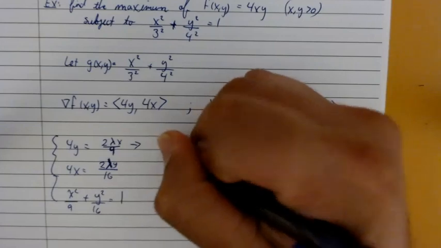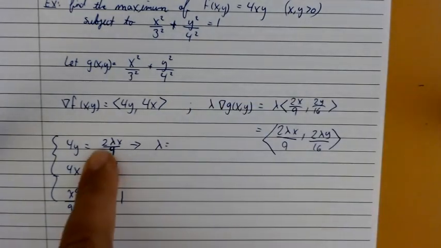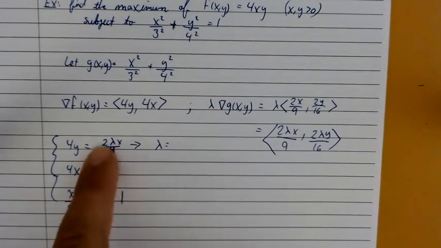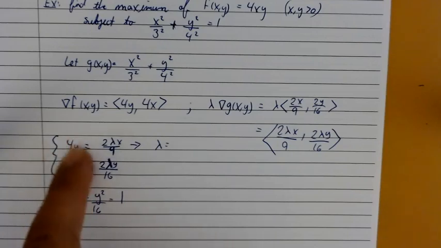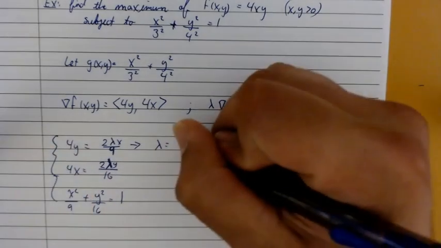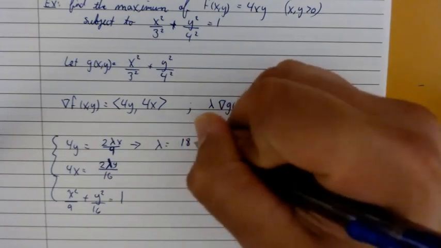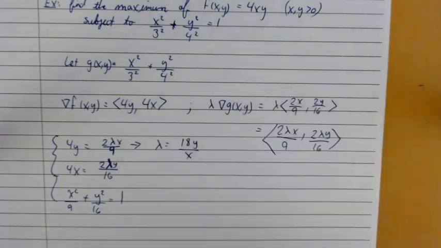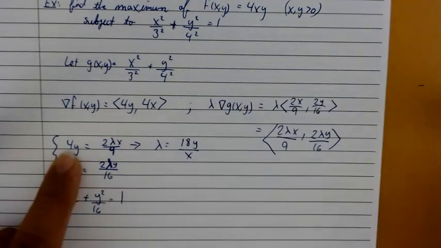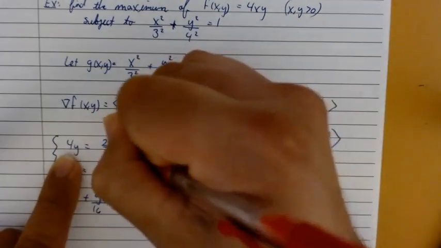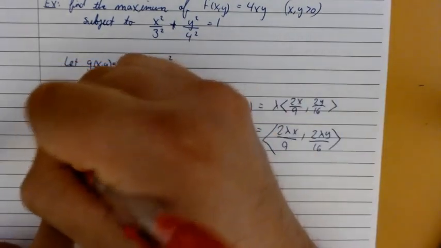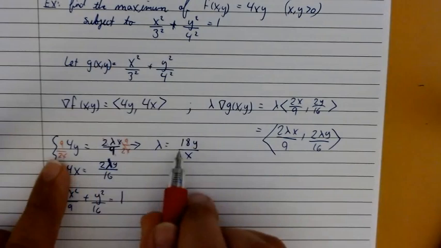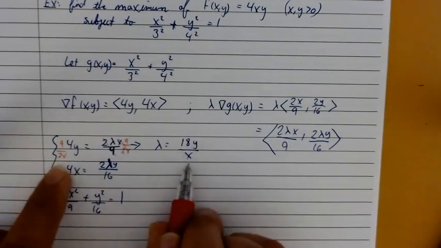So if I solve for lambda, I'm going to multiply both sides by 9 over 2x. That gets rid of the 2x over 9. So if I multiply this side by 9 over 2x, I get 18y over x. I multiplied here by 9 over 2x, and over here by 9 over 2x. That makes all of this go away, leaves me just my lambda, and that gives me 18y over x.